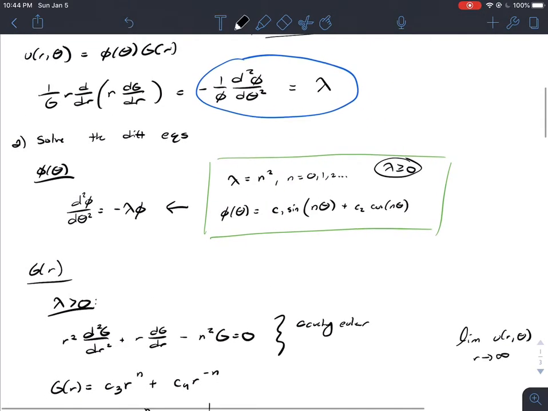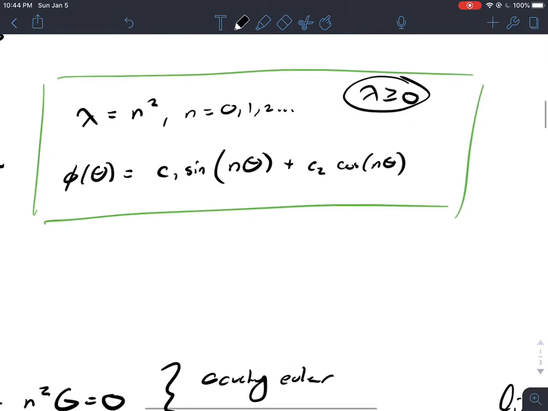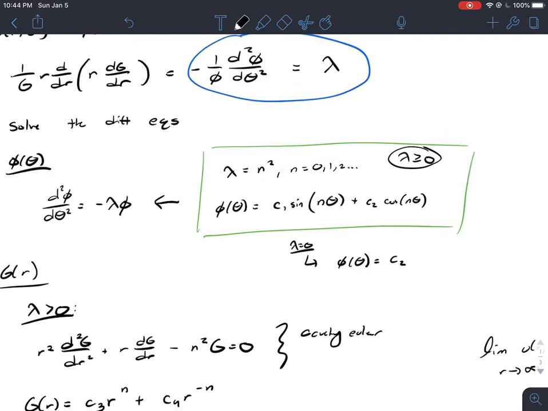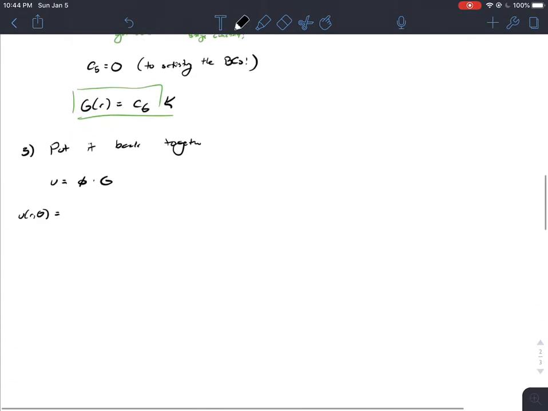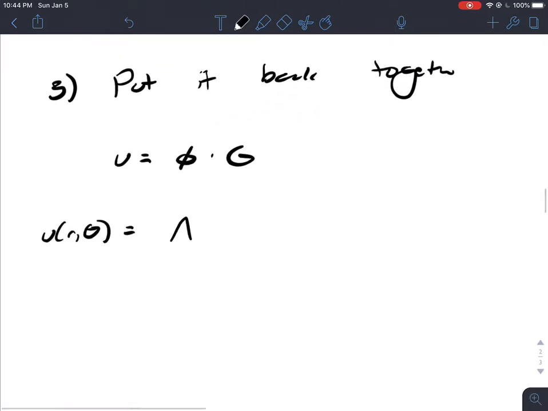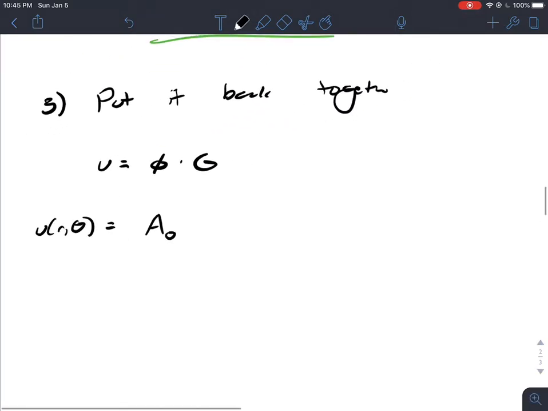And then when lambda is equal to 0 for phi of theta, lambda is equal to 0 when n is equal to 0. So lambda equals 0 here means that phi of theta is just going to be equal to c2, because cosine of 0 is 1, whereas sine of 0 is 0. Since this is going to be a product of two arbitrary constants, we can combine them into one bigger constant, and let's call that constant a0. So this corresponds to lambda equals 0.